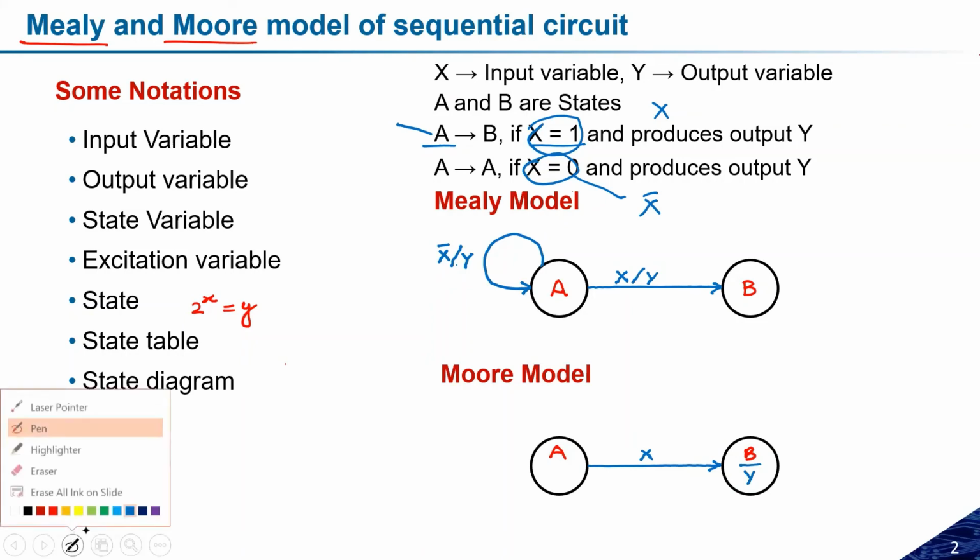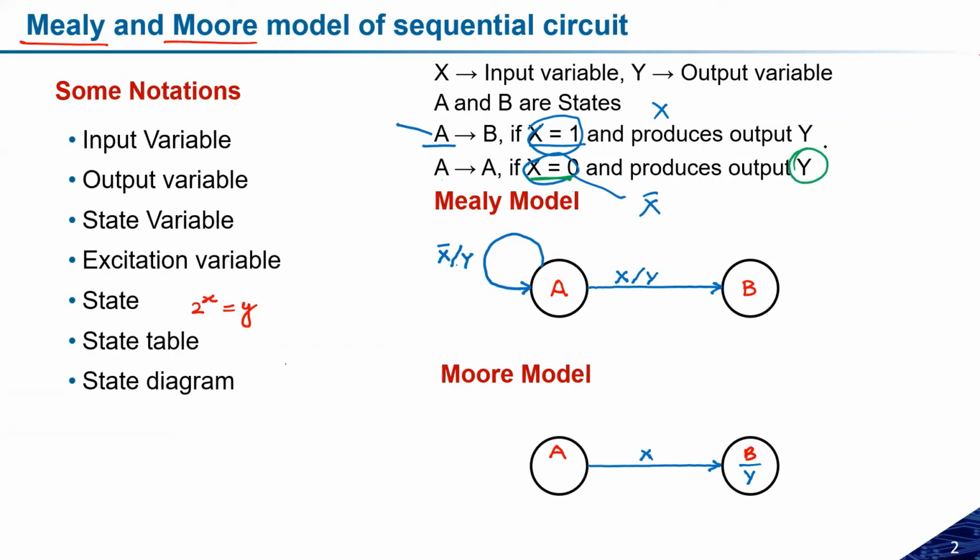Now let us consider the second case. In the second case, if x is equal to 0, then it will produce y, but it will be in the same state, meaning A to A.